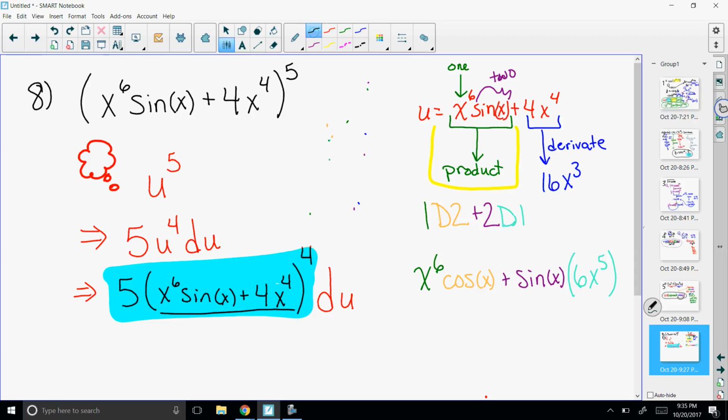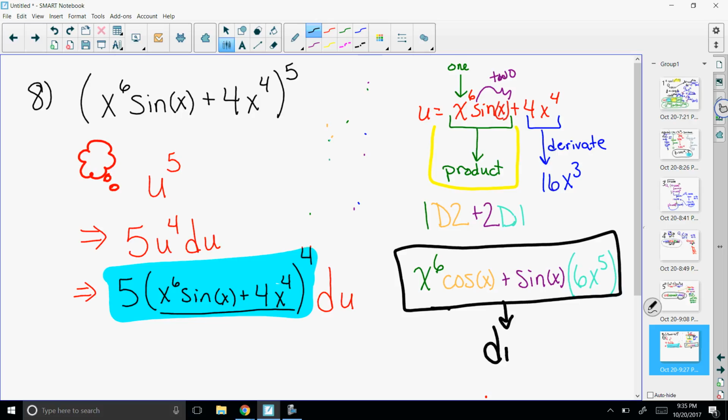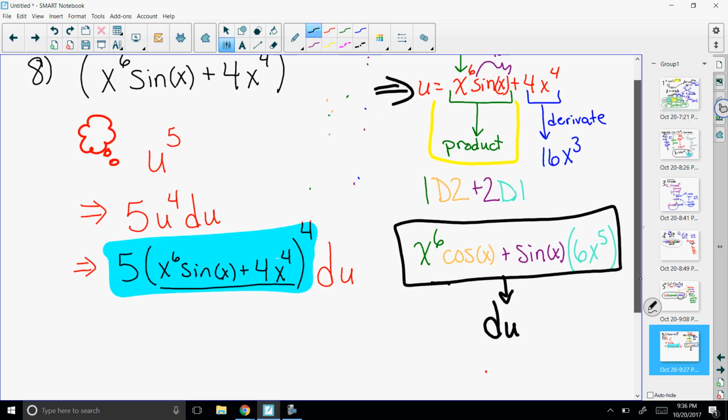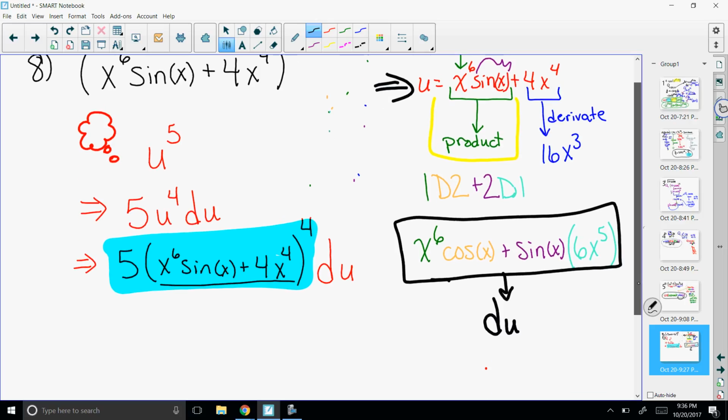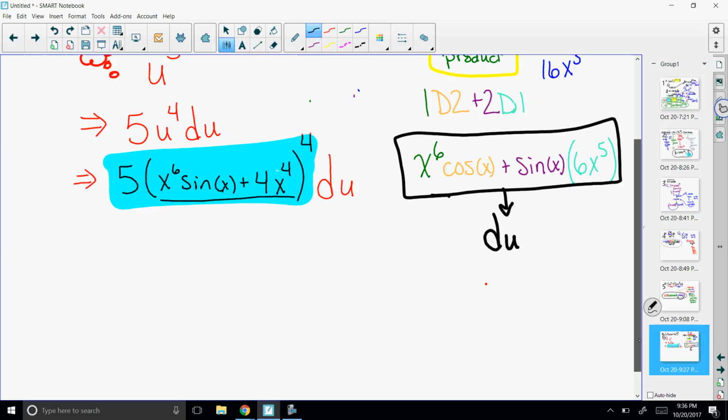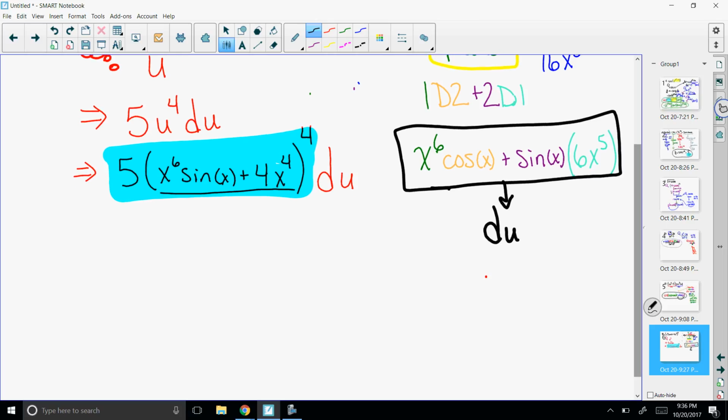So all of this part right here in this box is 1D2 plus 2D1. Now remember, the 1D2 plus 2D1 was providing me du. That's the derivative of u, where u was this value in red, which is x to the 6th sine x plus x to the 4th. Okay, I hope you're okay with that part. If not, you can give me a call, and I'll help explain that a little bit more. So we come back over here to our derivative.